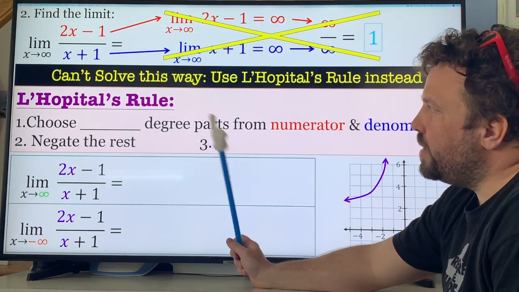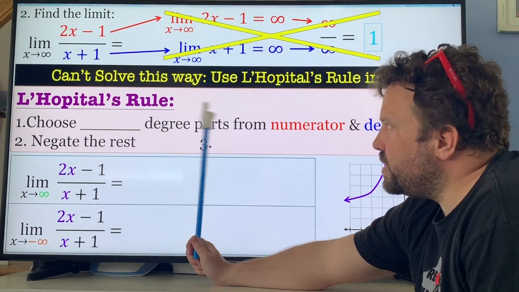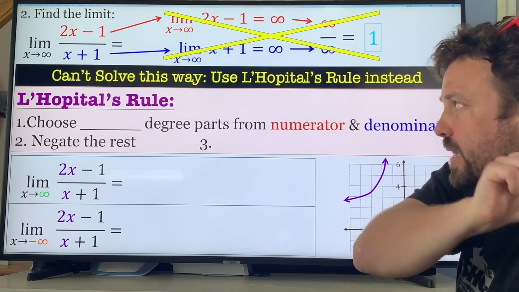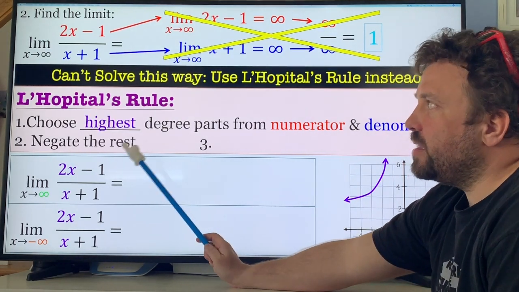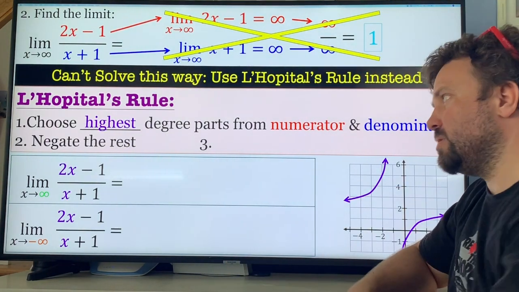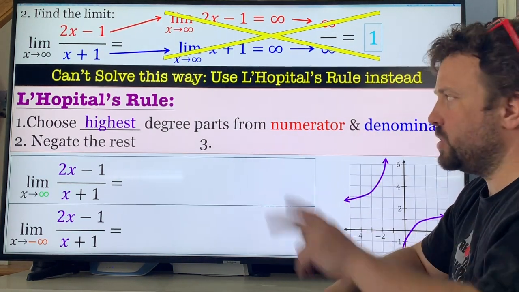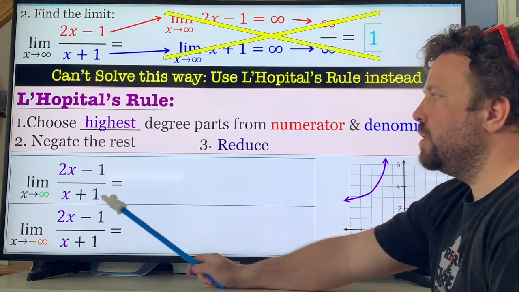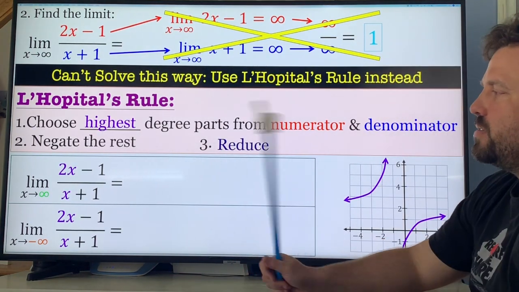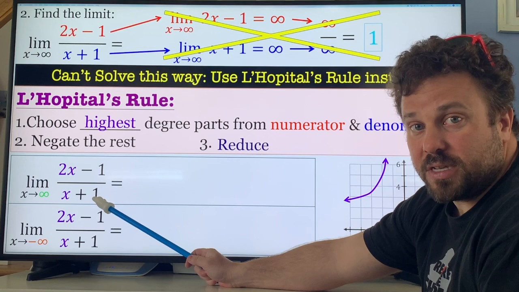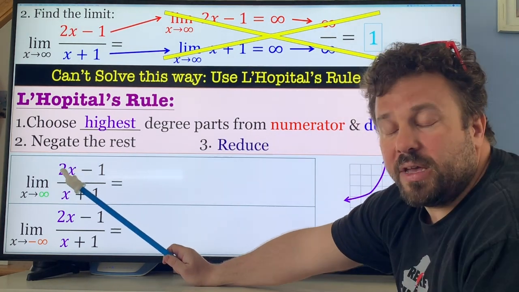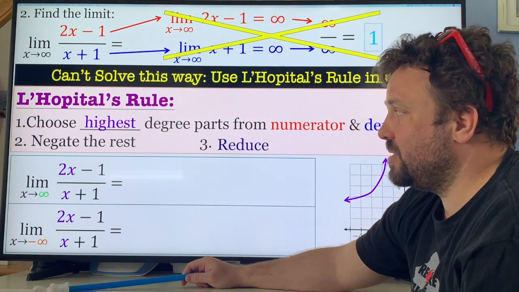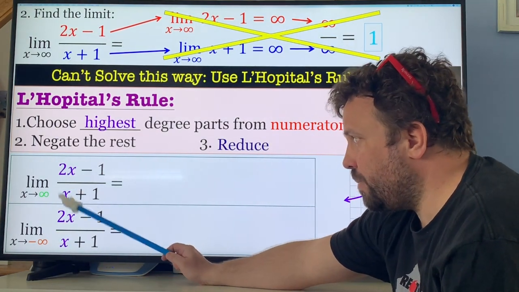Now, the way this rule works is very simple. You choose the highest degree parts from the numerator and denominator. Do you remember? Highest degree part. You negate the rest. That means you just erase everything else. Nothing else matters but those 2 functions. 3. You reduce. And that's the whole concept. So, look right here. I already highlighted the highest degree functions. Constants are obviously the lowest degrees. If you have a variable to a negative power, that's even lower than a constant, so that's even more worthless. So, you want positive numbers.